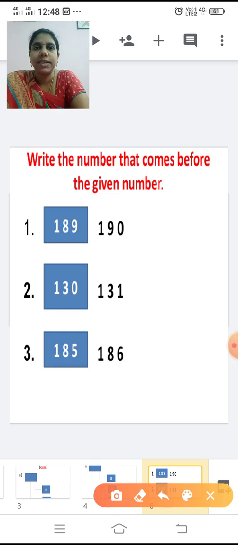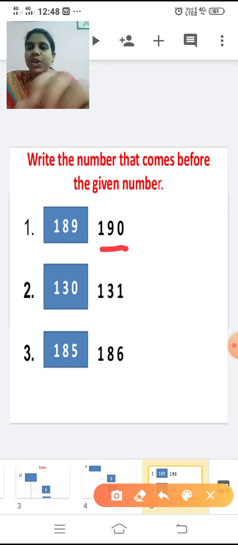Write the number that comes before the given number. A number has been given and you are going to write the before number. How will you write the before number? You have to subtract 1 from the given number, or else the number that comes just before the number is called the before number. It is called the predecessor. We can call it the predecessor.